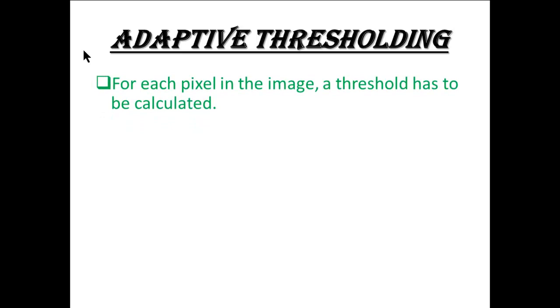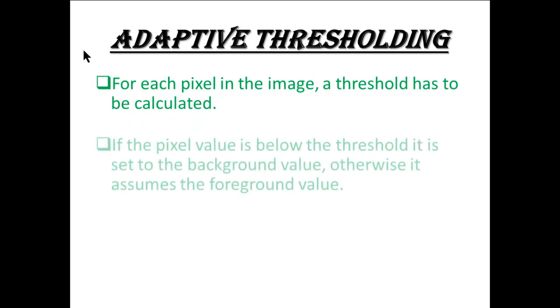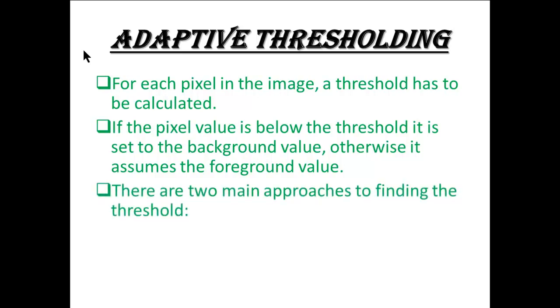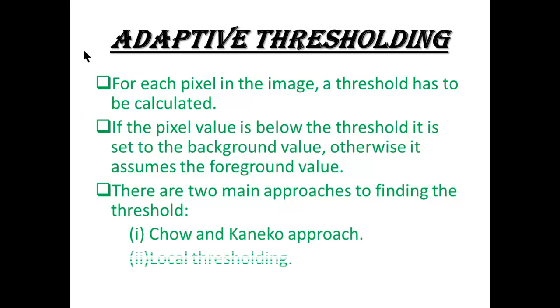For each pixel in the image, a threshold has to be calculated. If the pixel value is below the threshold, it is set to the background value. Otherwise, it assumes the foreground value. There are two known approaches to finding the threshold: the Chow and Kaneko approach and local thresholding.